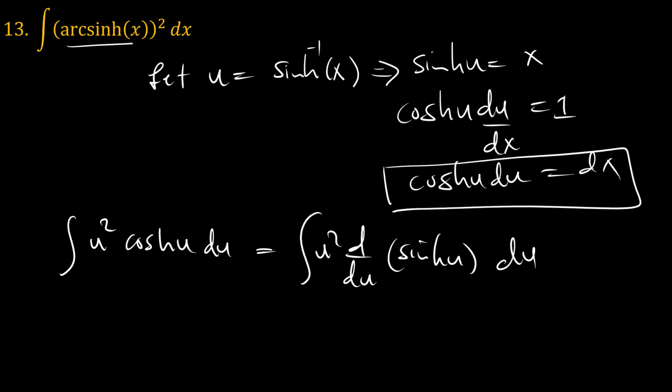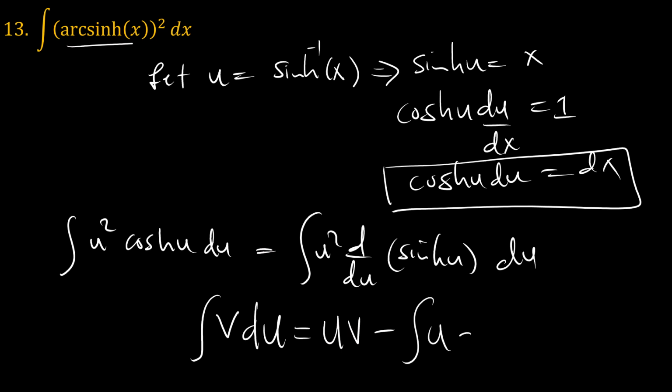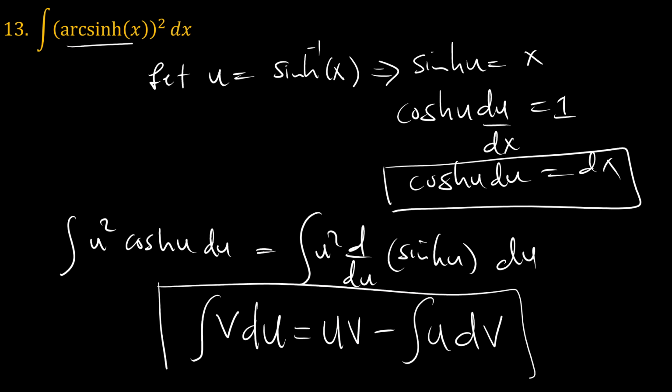So we're going to use integration by parts. And what does integration by parts tell us? That if you have a function that is composed of a product of two functions, v and the derivative of u, when you integrate that, you get the product of u and v minus the integral of u times the derivative of function v. So we're using that. And we take v to be u squared, and we take u to be sinh u.